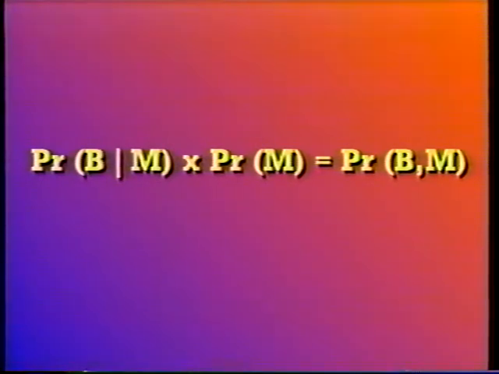Understanding the relationship between joint probability and conditional probability is crucial to understanding how Bayesian analysis works. Here's an example. Assume that we want to know the probability of students majoring in business given they are male. What we are looking for then is the probability of B given M.